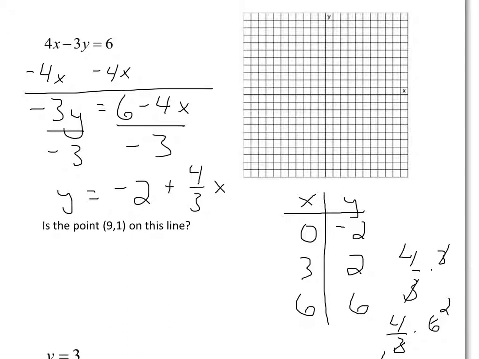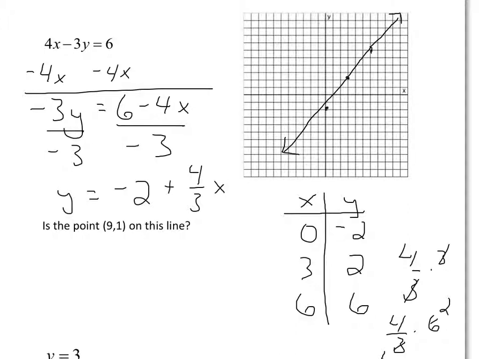So let's graph that one. X is 0, y is negative 2. It's there. X is 3, y is 2, is here. And then x is 6, y is 6, 4, 5, 6, 1, 2, 3, 4, 5, 6, right there. And there you have it.